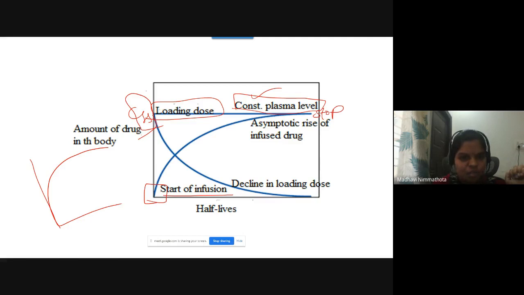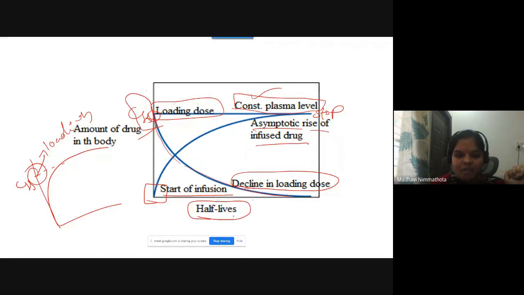This is CSS in the previous graph. This is called the loading dose, that is, how much concentration it will be. From this loading dose, you have one curve that shows the declining of the loading dose. This is the loading dose point. And in the other case, the asymptotic rise in the infused drug.